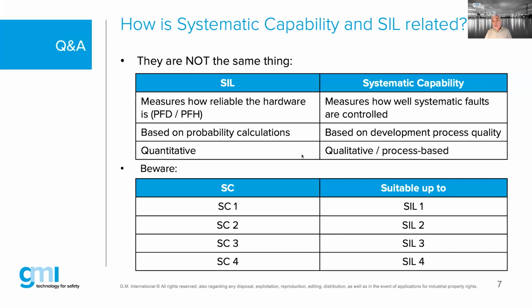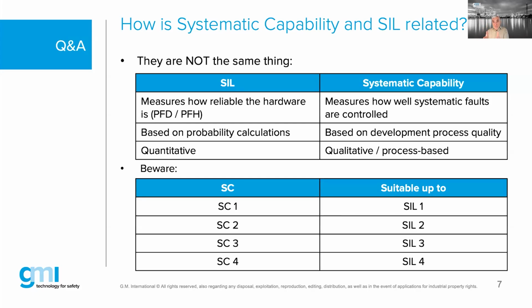On the right-hand side, we have systematic capability. This is not based on mathematical calculations. This is not based on estimates. This is not based on assumptions. This is based on real facts to prove the process development quality. We have measures in the standard, in the 61508, which are the measures from part 2 hardware and part 3 firmware and software. And the measures are about 400 measures in 20 plus tables in those two parts of the standards.